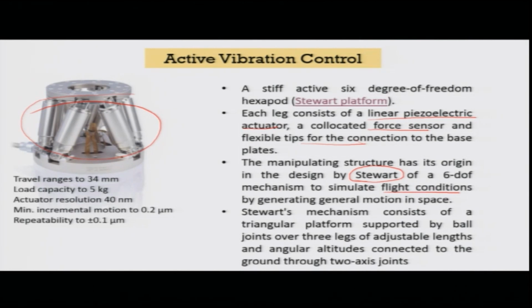Typically, a Stewart platform will have a travel range of about 34 millimeter, loading capacity of about 5 kg force, and actuator resolution of about 40 nanometer. So, high actuator resolution, and minimum incremental motion is about 0.2 micrometer, very precise positioning. And if you look at the repeatability, the precision is about 0.1 micrometer. So, all these things together make the Stewart platform an excellent system which can be used in vibration control, motion control, positioning, etc.